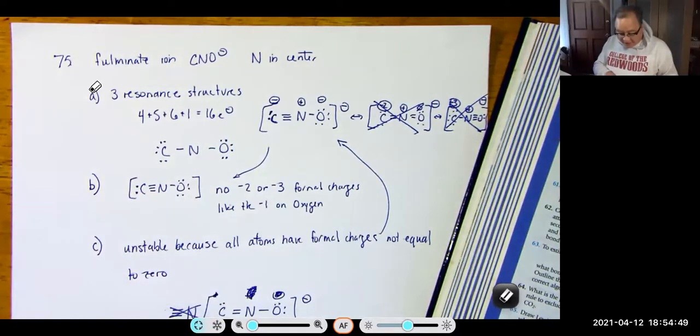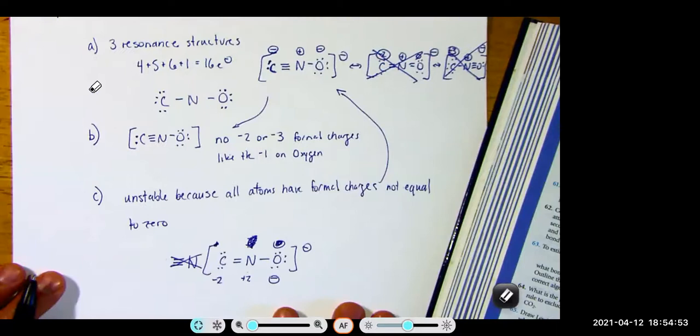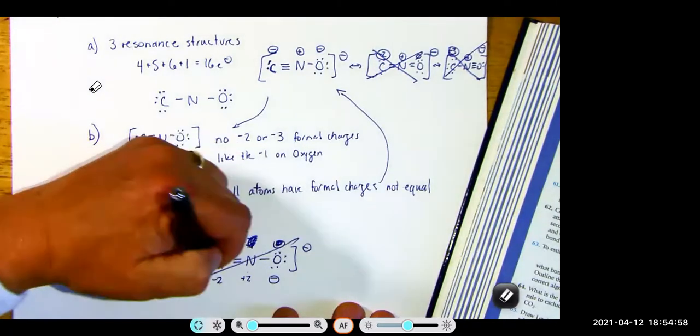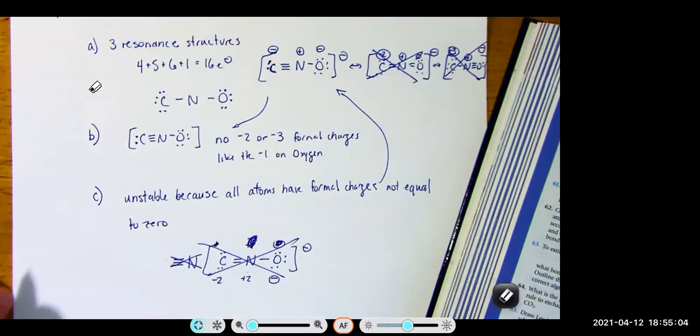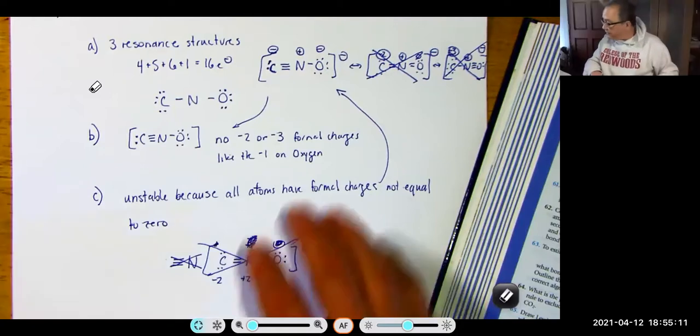You don't have an octet, and look at the formal charges. Can you put it up a little? Right, and we have 2s. So, I mean, this was just the best we could do. We could not make it work. Okay, that's 75.